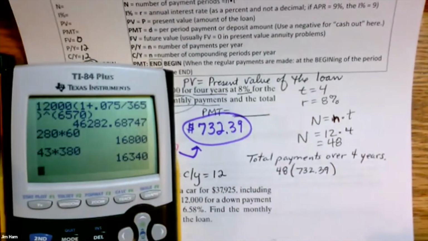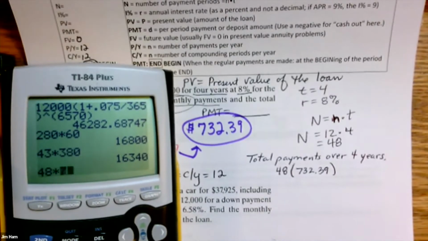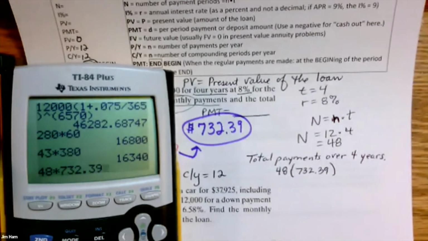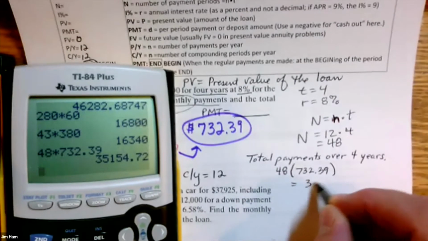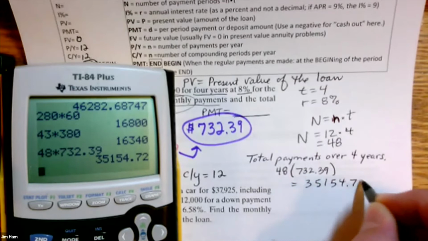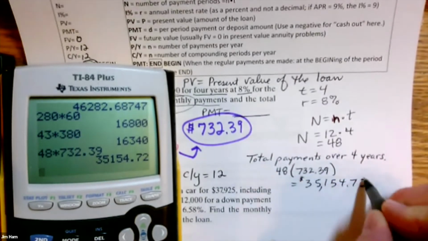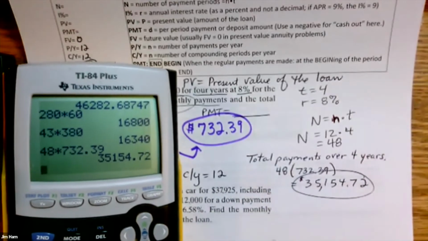This is not a TVM solver problem. This is an arithmetic problem from here. So take the 48 and multiply by 732.39 and we get 35,154.72. All right. So that would be the total payments.